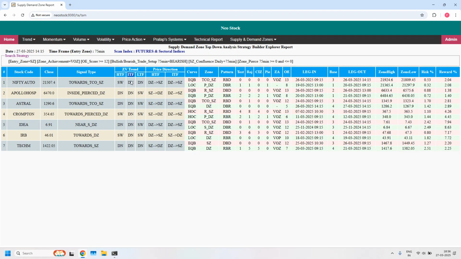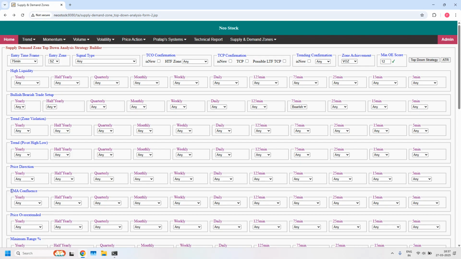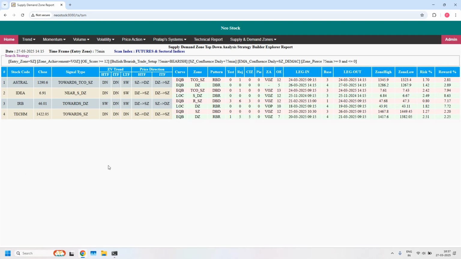And daily trend is down in all these stocks because it is bearish trade setup. So that is the reason why if daily supply zones are having daily EMA confluence, then there could be even more high probability to get success. Let us filter them. In the EMA confluence at a daily time frame, because 75-minute supply zone overlapped with the daily supply zone, that's why we are checking daily supply zone is having daily EMA confluence. With this filter, we got 4 stocks. So these 4 are having even more high probability to get success.